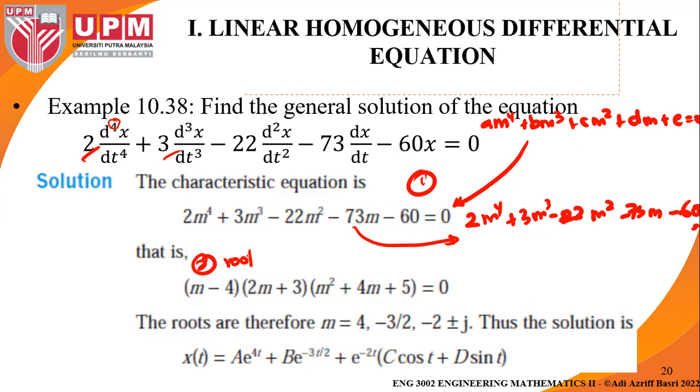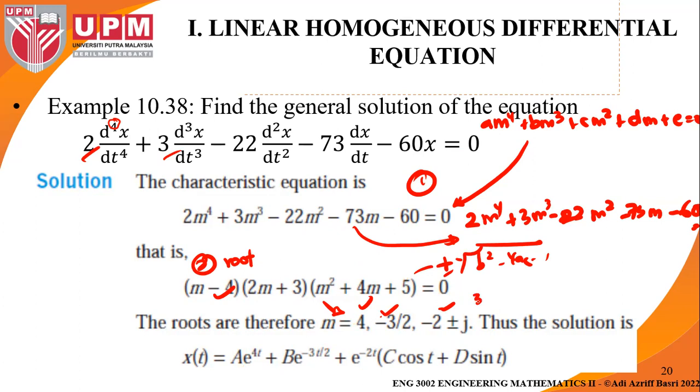In this case, you can simplify it by factorizing: (m minus 4) times (2m plus 3) times (m square plus 4m plus 5). The first one you get m is equal to 4, then m equal to negative 3 over 2. For the last one, you get negative 2 plus minus j, using the plus minus square root of b square minus 4ac formula, then plus j. So you have 3 roots here. The first and second are real numbers. The third one, you need to go for the general equation.